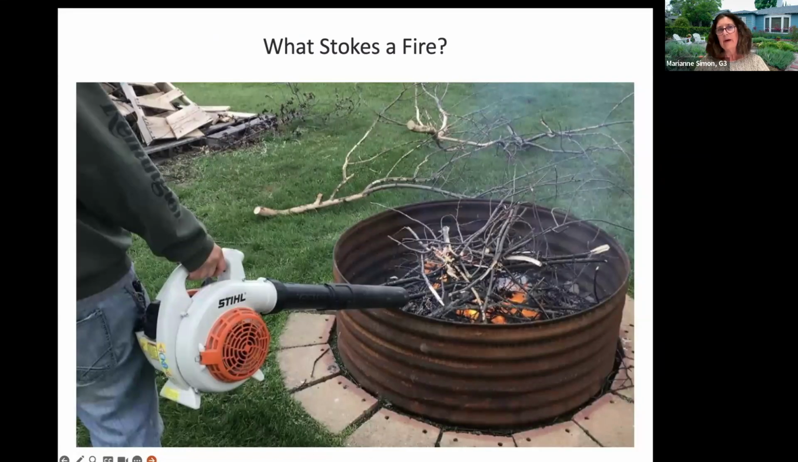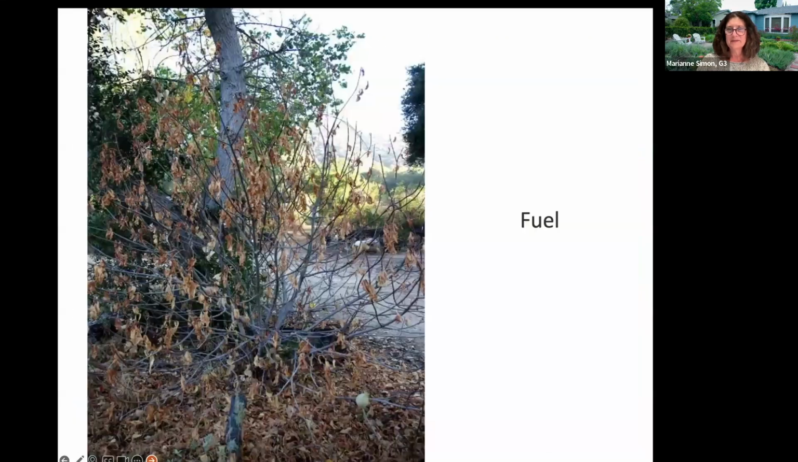So we're going to start by looking at what stokes the fire. So the first one, and we've talked about this a little bit in the beginning, is fuel. So you need some key things when it comes to a fire in order for it to spread. So obviously you need something that burns, which is why it's so important as you're looking at your property to make sure that there is no dead wood that can easily catch and spread.